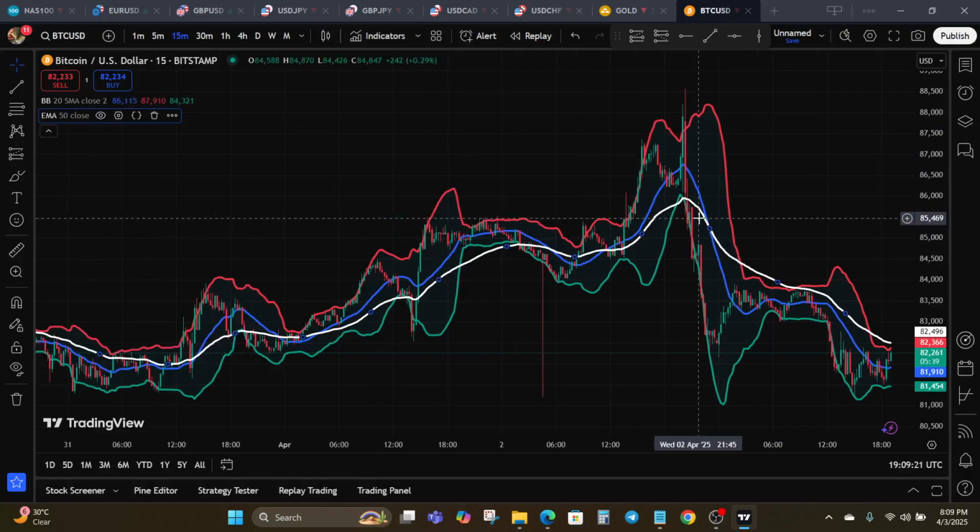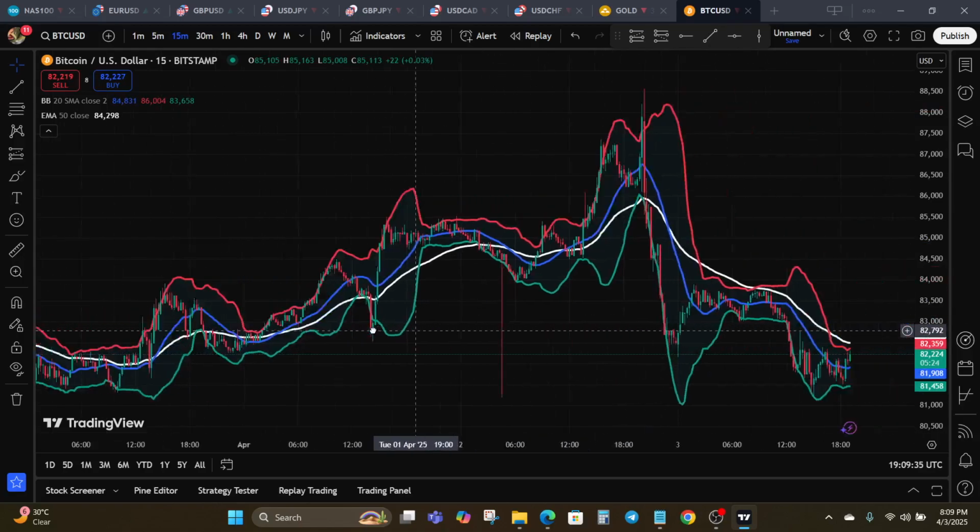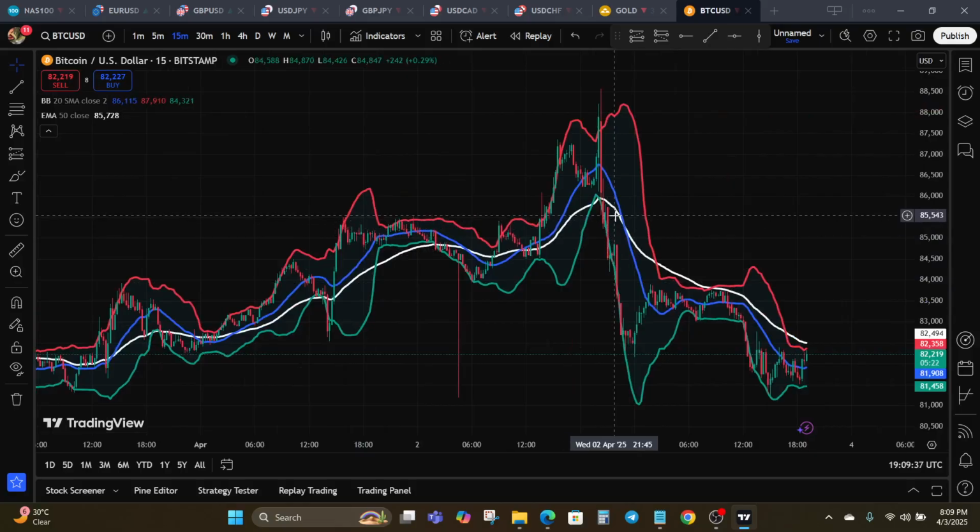So once these are on your chart, it's time to identify trading opportunities. The first step is to identify the market trend. If price is above the 50 EMA, we look for buy trades. If price is below the 50 EMA, we look for sell trades. If the Bollinger Bands are expanding, it means volatility is increasing, a good time to trade.